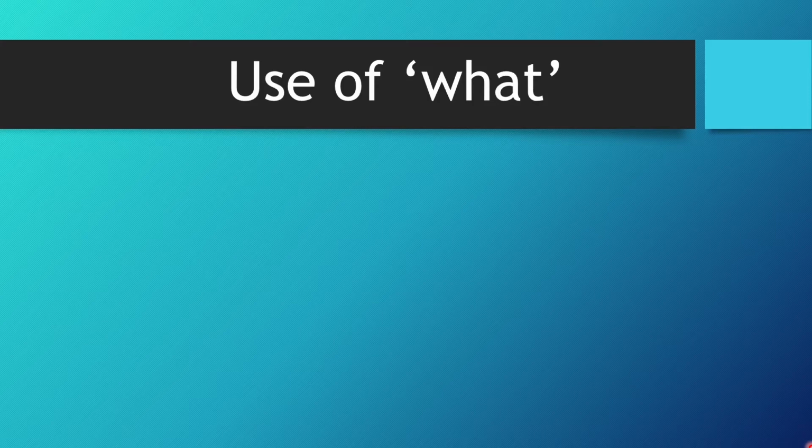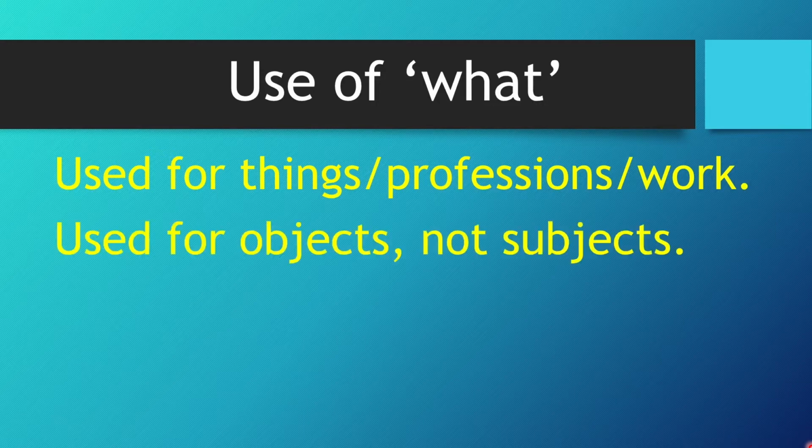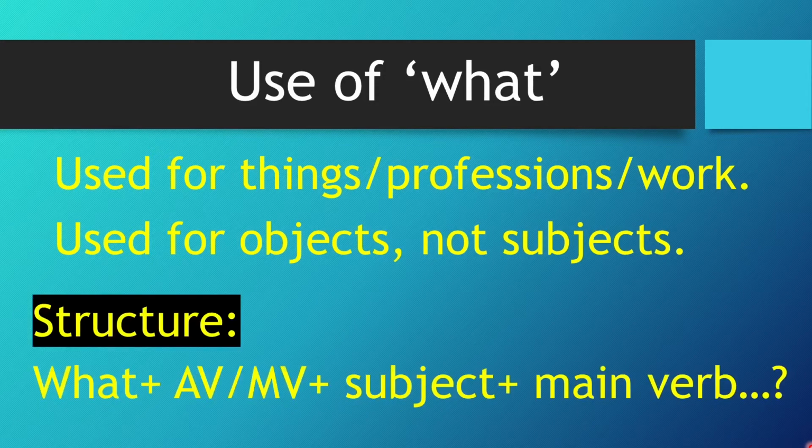Now let us know the use of what. This is used for things or professions or work or activity. This is used for objects, not subjects. Now let's see the structure. At first, what will be given, then auxiliary or modal verbs, then subject, then the main verb, and the other parts of the sentence will be given, and at the end, there will be question mark.